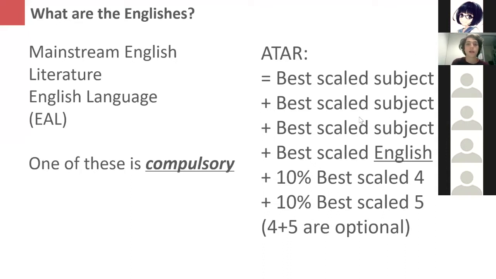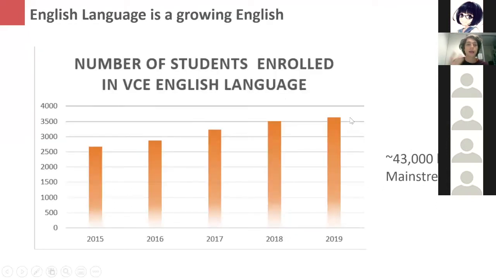So cool, we're heading into some of the scaling and stuff behind it. The first thing I wanted to point out is that English language is growing as a subject. To compare though, you'll see that it's still quite a small subject. There's approximately 43,000 kids who do English mainstream, the biggest English. But we'll find out that English language is actually growing.